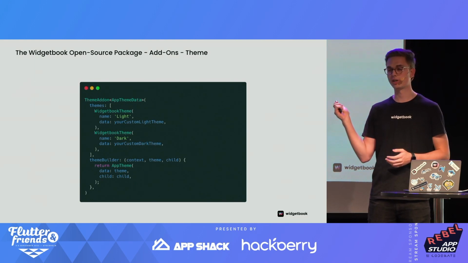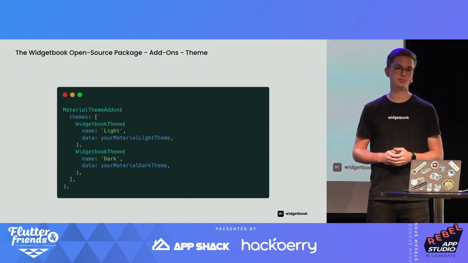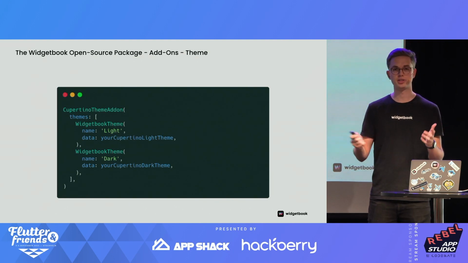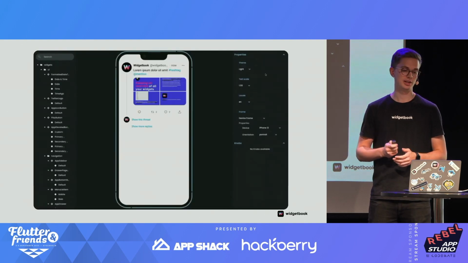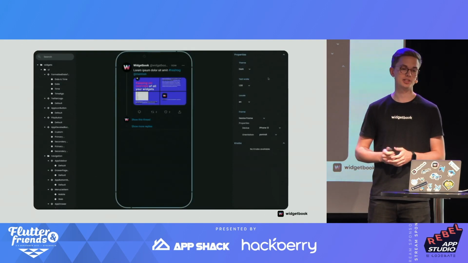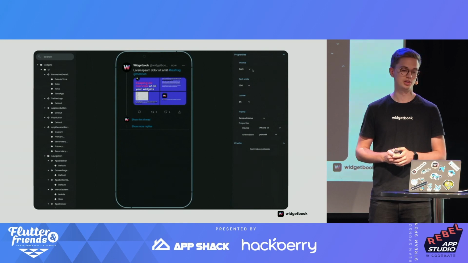And what you're currently seeing here is that you can include a custom theme in light and dark mode. But we also support material theme support, or also Cupertino. It really doesn't matter what kind of theme you're going for. It's easily supported with Widgetbook. And that's how it looks in the end. So we can see our tweet widget here being quickly tested on both light and dark mode.